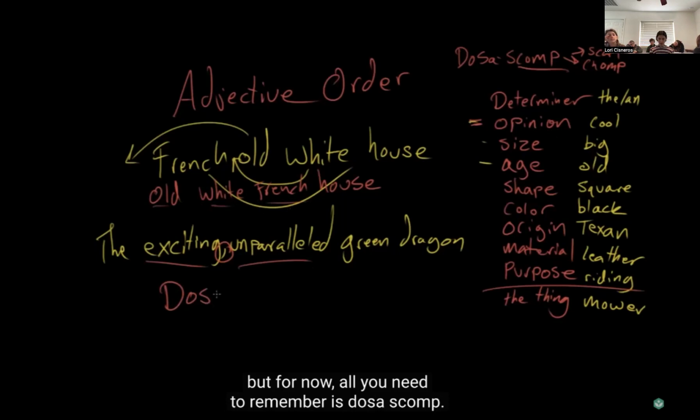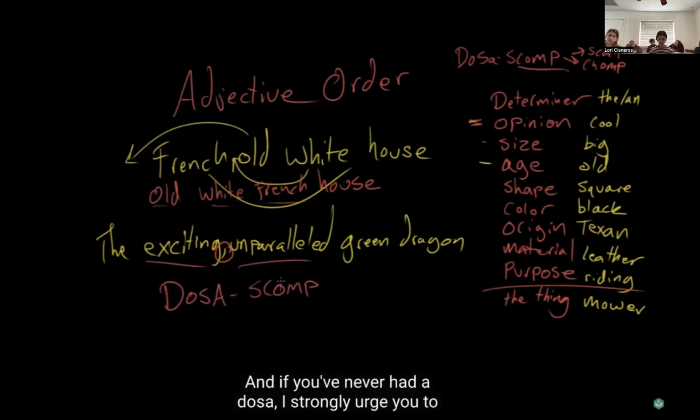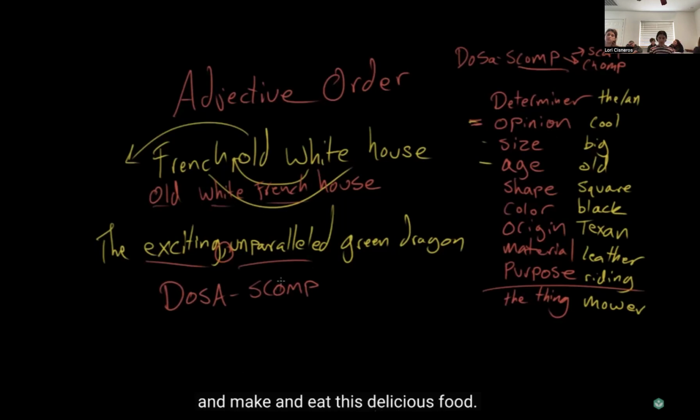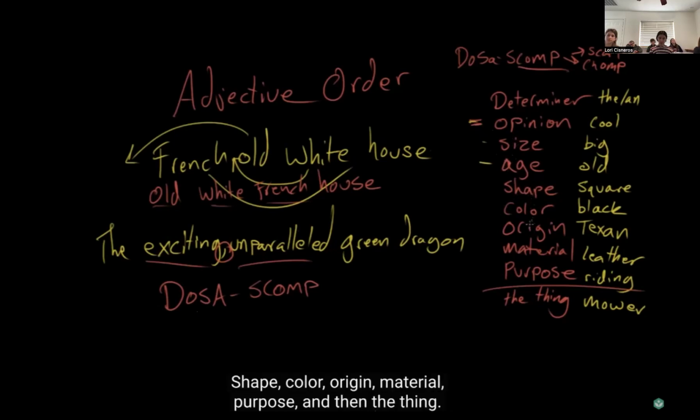But for now, all you need to remember is dosascomp. And if you've never had a dosa, I strongly urge you to look up recipes online, go to a South Indian restaurant, and make and eat this delicious food. And then you're just going to scomp on some dosas. So determiner, opinion, size, age, dosa, shape, color, origin, material, purpose, and then the thing. That's the order that adjectives go in English.